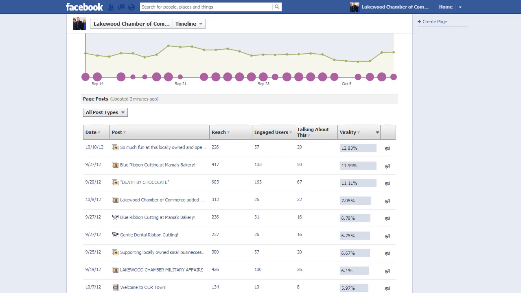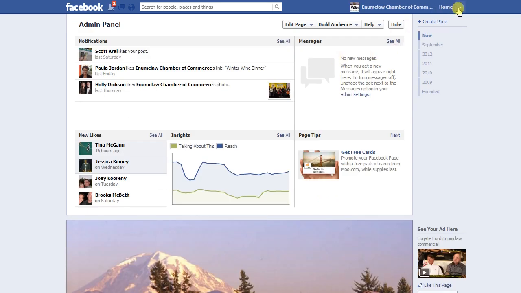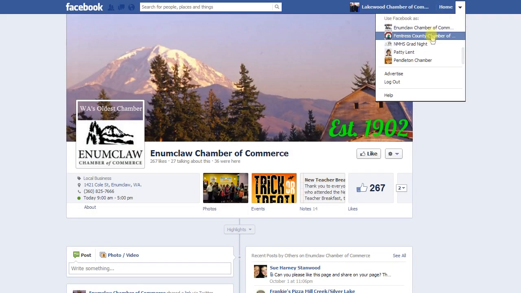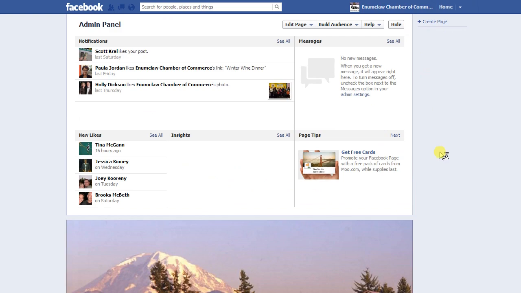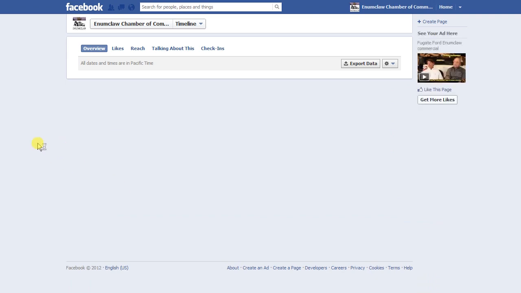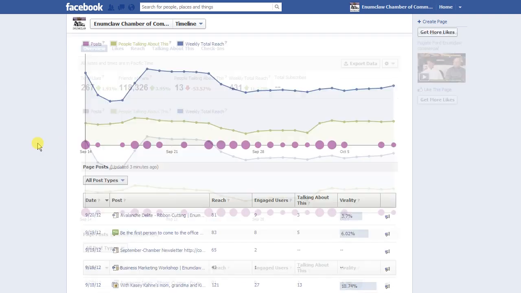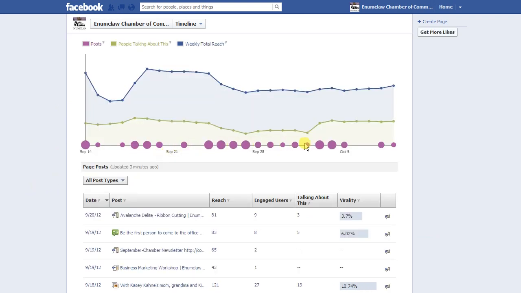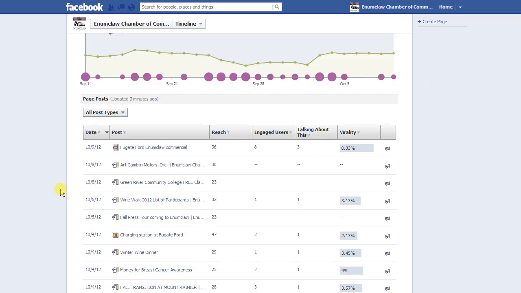So let's pop over to the Enumclaw Chamber of Commerce here. Again, we got to bounce around, get permission, and come on down to Enumclaw, and come on down to their insights. What do we have here? Small rural chamber, 267 likes. That's what it transfers to. You can see that they post most every day, maybe a little gap there every once in a while.